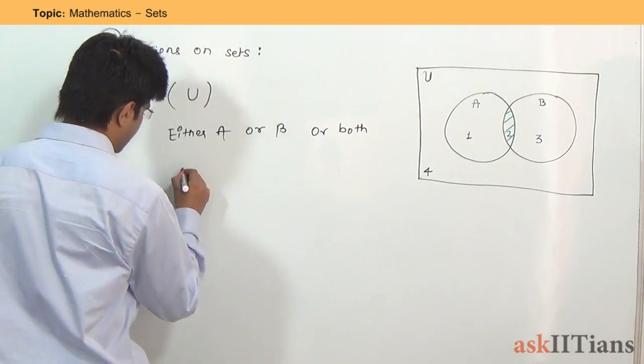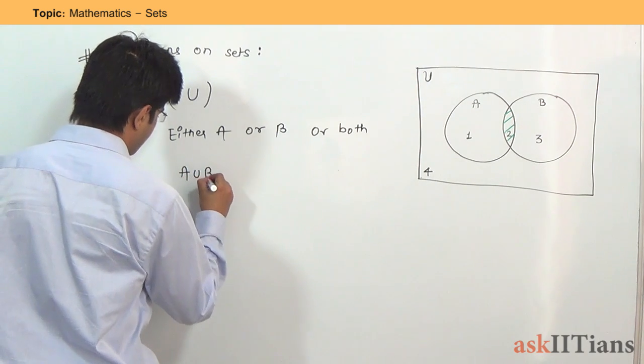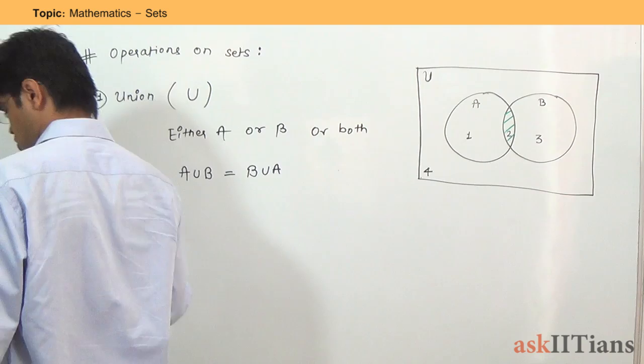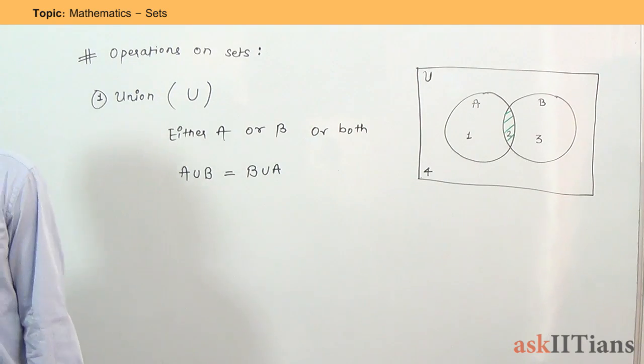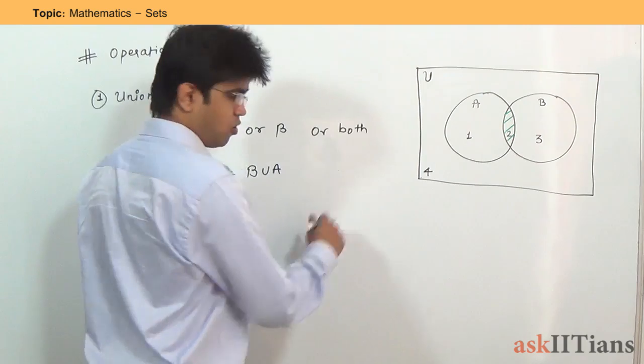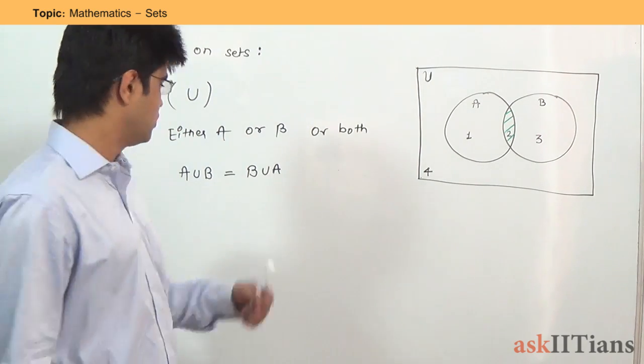For example, I can write it like this: A union B is equal to B union A. A union B is equal to B union A. This is called the commutative law. Obviously, we all know that.